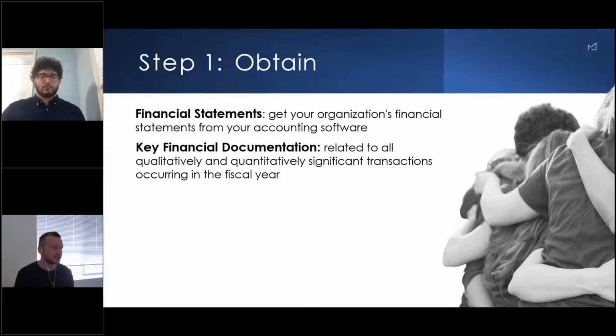Key financial documentation. This is going to be related to all qualitatively and quantitatively significant transactions occurring in the year. The auditors will naturally lean more towards the bigger ticket items. So anything qualitative, be that you've signed a new lease in the year, you've hired a number of new employees, all of that documentation should be ready and available to hand. And you might have entered into some significant financial transactions, such as a new, significant grant during the year. Just make sure that you have all of that documentation to hand, as the auditors will certainly be looking to review that.